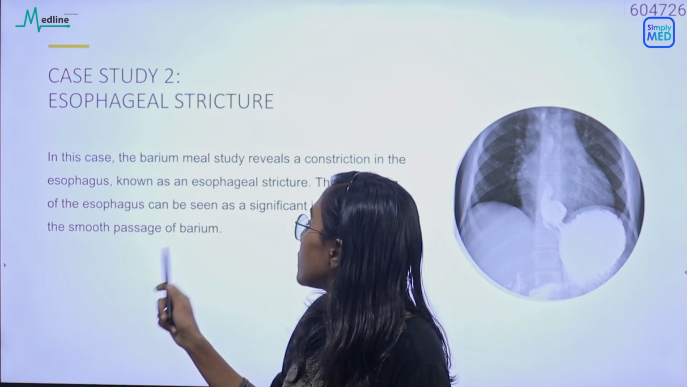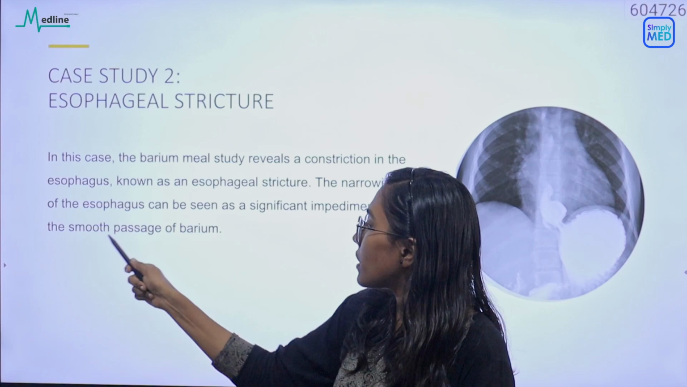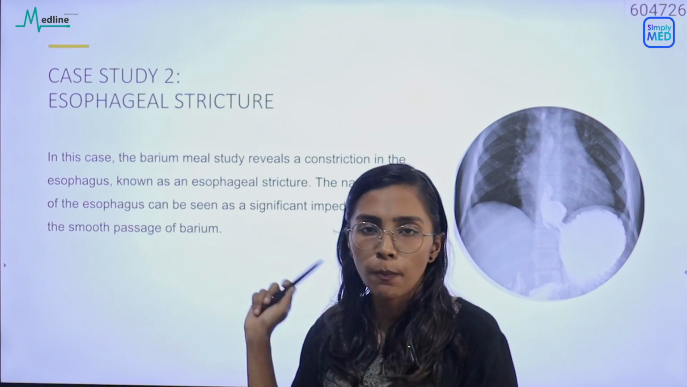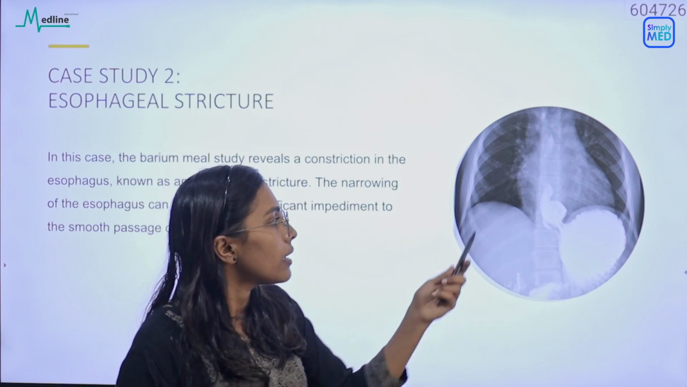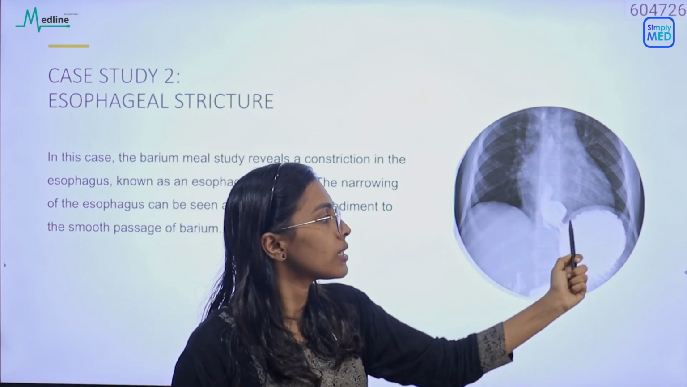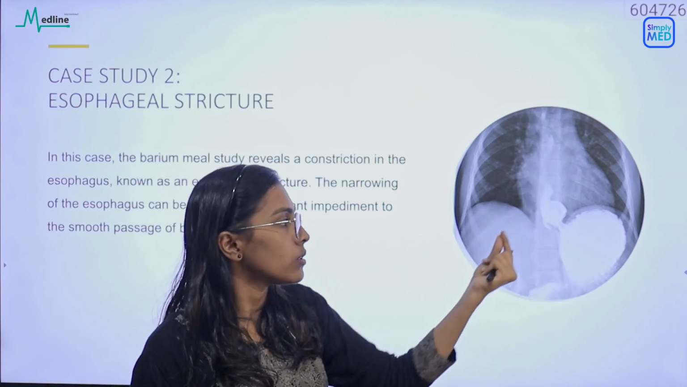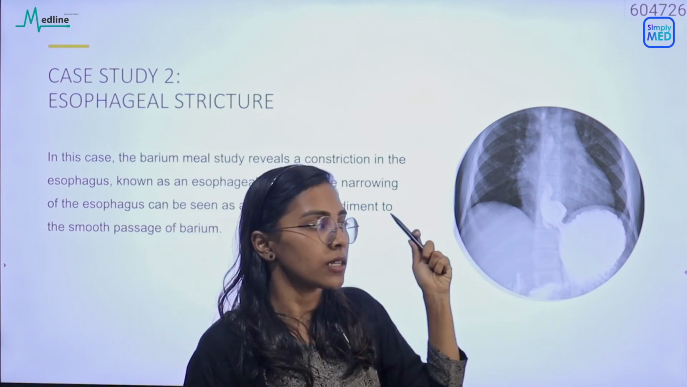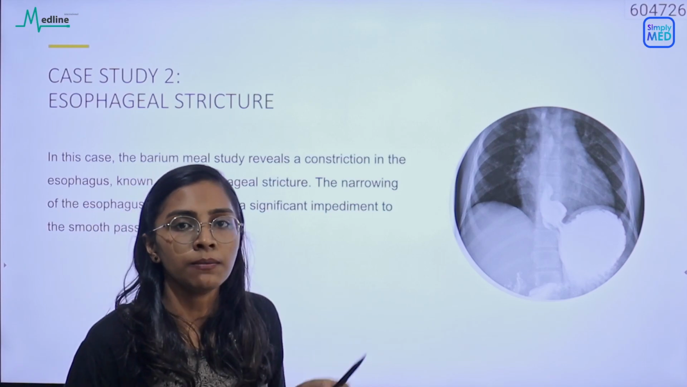In this case, the narrowing of the esophagus can be seen as a significant impediment to the smooth passage of barium. Rather than flowing smoothly, there is some impact onto this. This is the gastric sphincter, the esophageal sphincter.